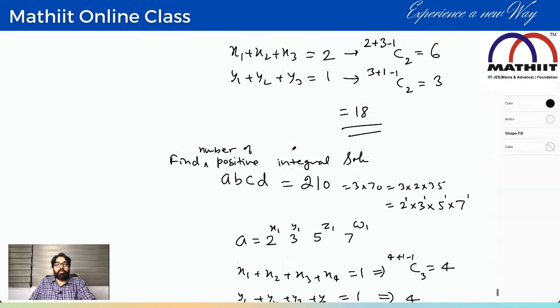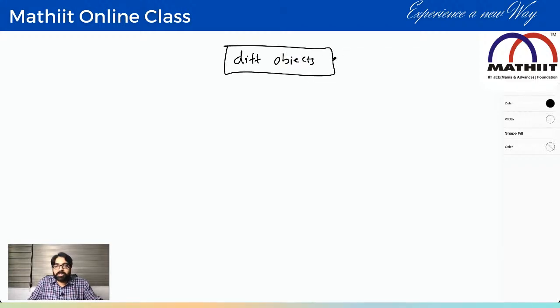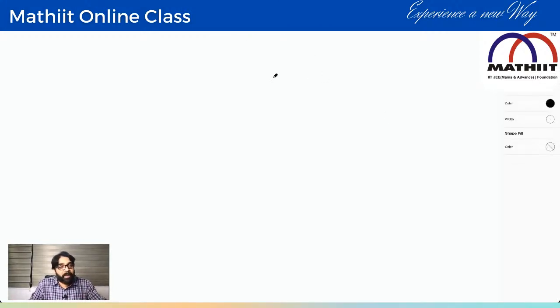Chaliye. So what did we learn till now? If different objects are there and we have to break them into groups, the size of the group is defined, we discussed. If the size of the group is not defined, then identical object distribution we discussed. Be clear, the size of group is not defined. But there is a chance that the objects may be different.